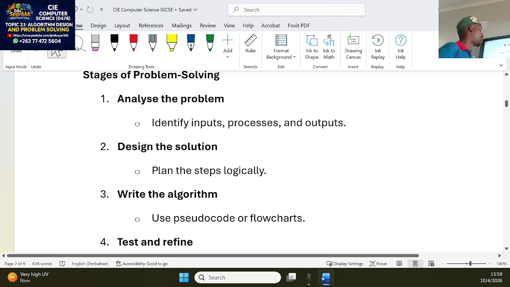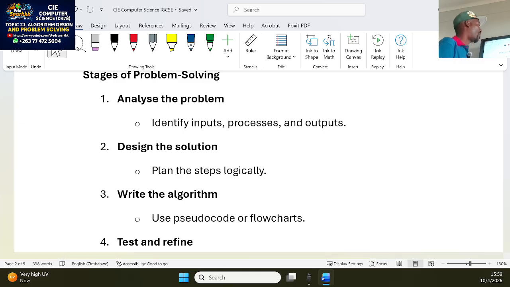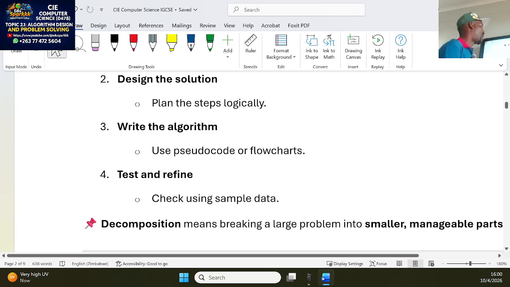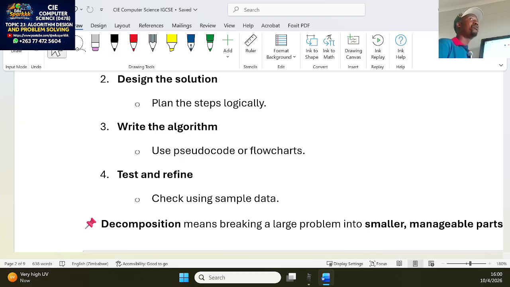First step is analysis of the problem. Here you are identifying input, process, as well as outputs. Then you move on to designing of the solution. Here you are planning the logical steps that are going to draw you towards the solution. Then you move on to step three, where you write an algorithm. This involves use of pseudocode and flowcharts. Then finally, you test and refine the solution. Check with sample data. Do we have boundaries? What do we do when we reach boundaries?